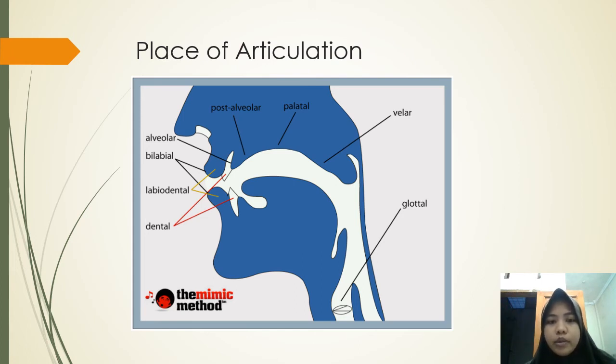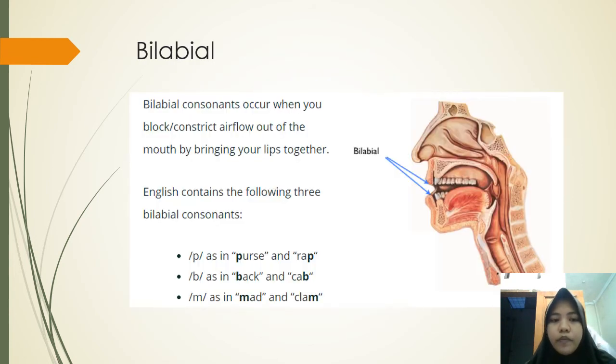Here we have several places of articulation. We have glottal, velar, palatal, post-alveolar, alveolar, bilabial, labiodental, and dental. Now we are going to get more detailed about the place of articulation. Okay, the first one is bilabial.